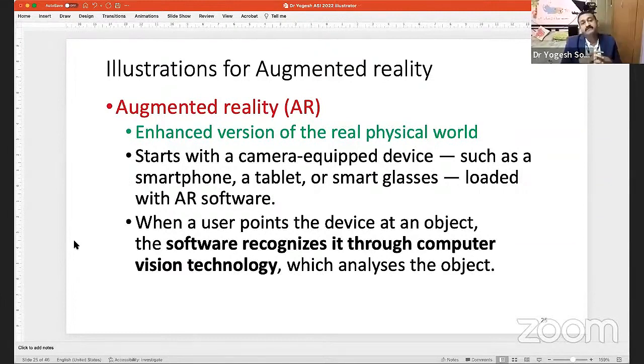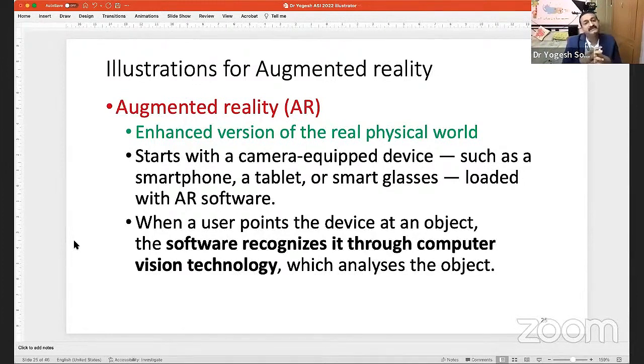This augmented reality is the enhanced version of the real physical world. In a few Hollywood movies, we have seen that the actor is wearing some specs and he is watching one person and he can scan the entire building. He can say how many floors are there in that building, on which floor the office is there. He can visualize what is behind the wall. Actually, that is nothing but the augmented reality.